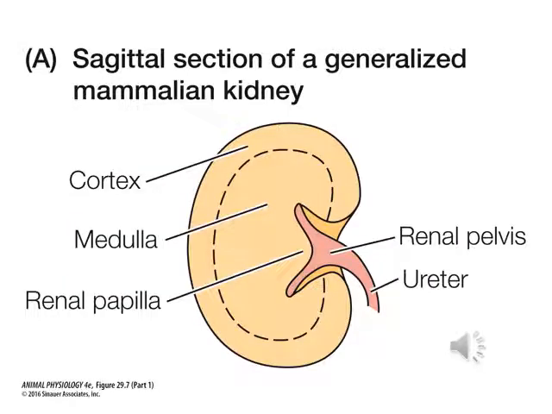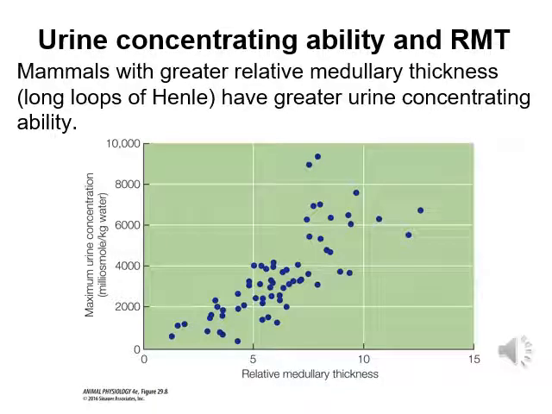How do we know that the loop of Henle length is related to the urine concentrating ability? Well, we can measure what's called the relative medullary thickness, or RMT. This is simply the size of the medulla relative to the whole size of the kidney. Here's a figure from your textbook that shows the maximum urine concentration versus relative medullary thickness of a variety of mammals. You can see as RMT increases, the concentrating ability also increases.